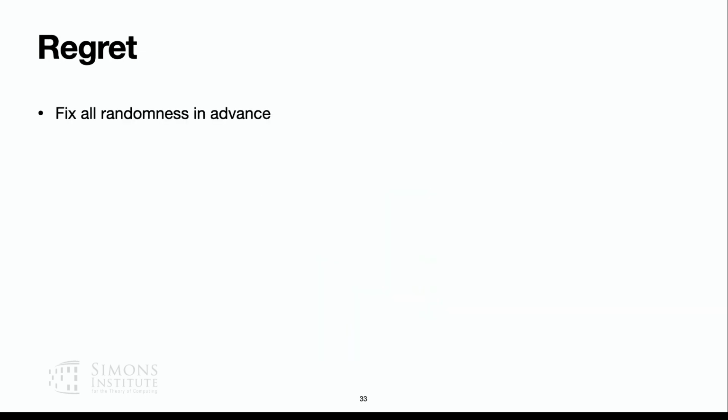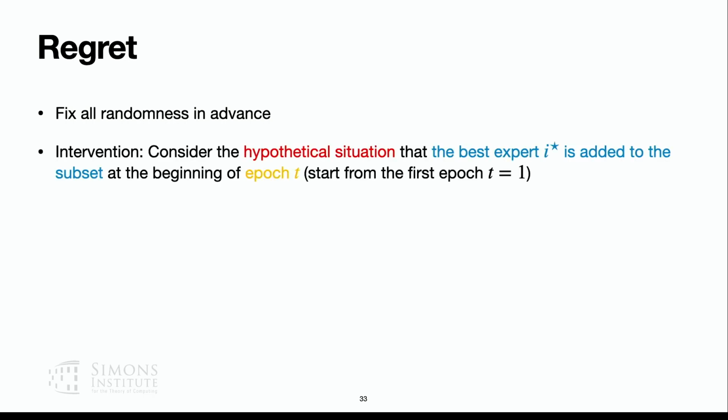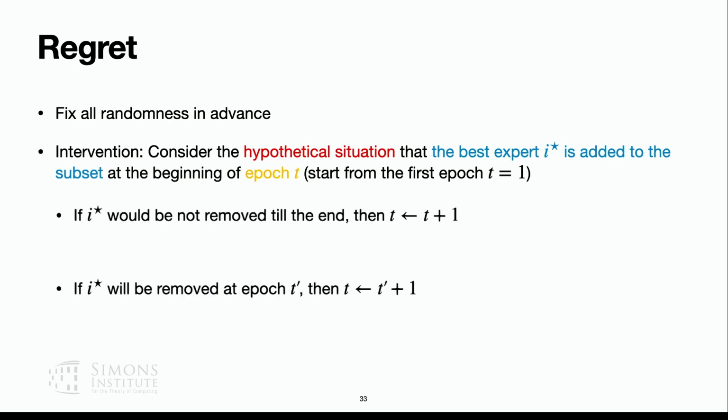Now let's bound the regret, and let's fix all the randomness at the beginning: the randomness of nature and the randomness of the algorithm. So the loss sequence is fixed, and the execution of the algorithm is also fixed. I'll do some intervention. Consider the hypothetical situation where we add the best expert i star to the subset at the beginning of epoch t, starting from the first epoch. We just manually add the best expert to the subset and see what happens.